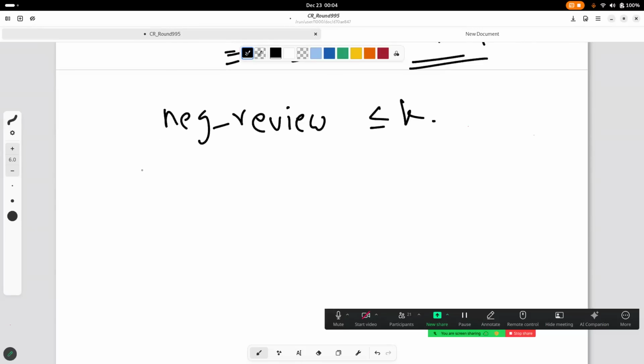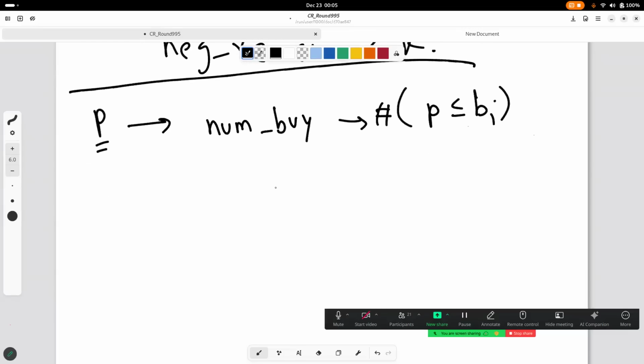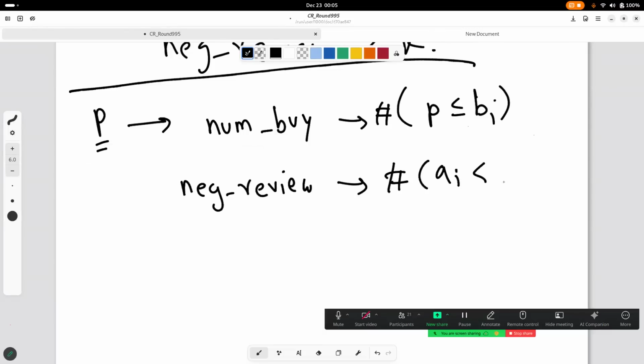Let's see what things you need to get to. If you're selling your trees at a price of P, you can calculate the number of people who are going to buy your trees. Basically, that's the number of i where P is less than or equal to B[i]. And you can calculate the total negative reviews you're going to get. That's basically the number of i where P is greater than A[i] but less than or equal to B[i].